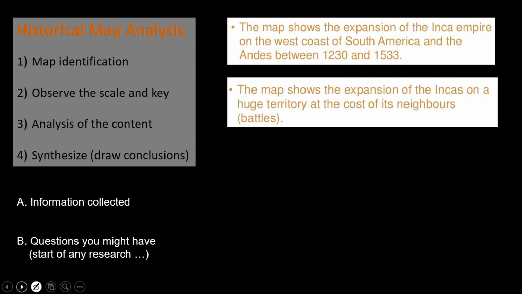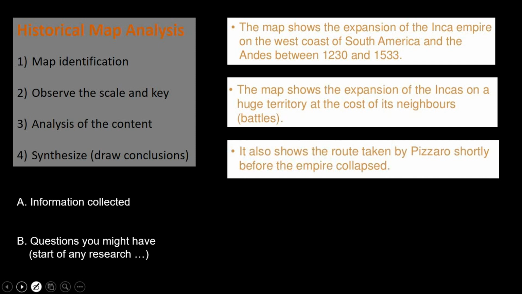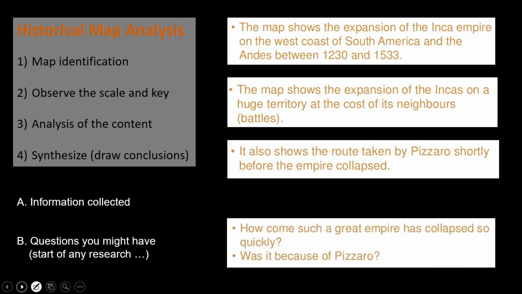Second conclusion, the map shows the expansion of the Incas. They conquer a huge territory and that must be at the cost of its neighbors. We can also find out more information about the battles on the map. Third conclusion, it shows the route taken by Pizarro shortly before the empire collapsed.